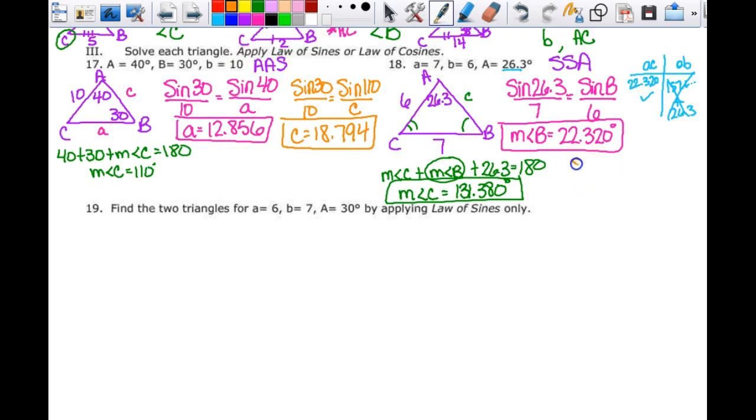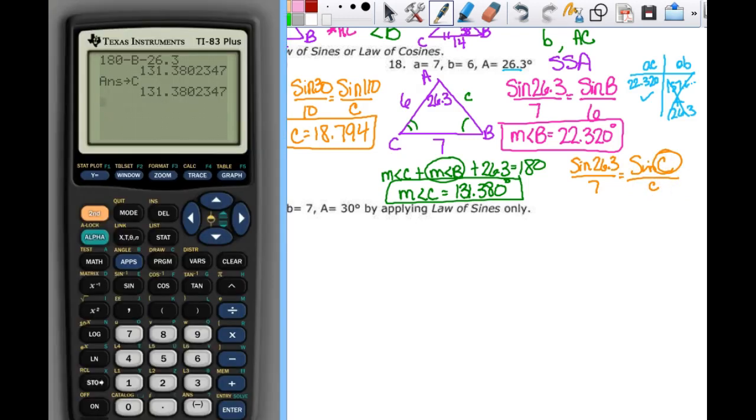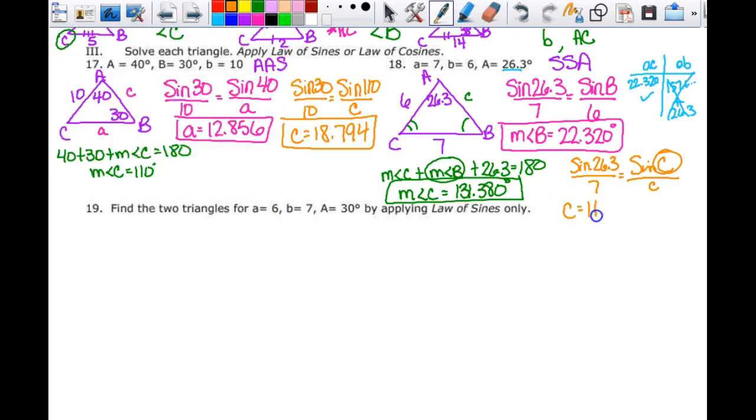So the sine of 26.3 over 7 is equal to the sine of c, and that angle c is in my calculator, over little c. In my calculator, I did actually store it, so I can do 7 times the sine of c divided by the sine of 26.3. And I get 11.854. So side c is equal to 11.854. And remember, if there's units, I got to make sure that I'm using my units correctly. There aren't any units on here.